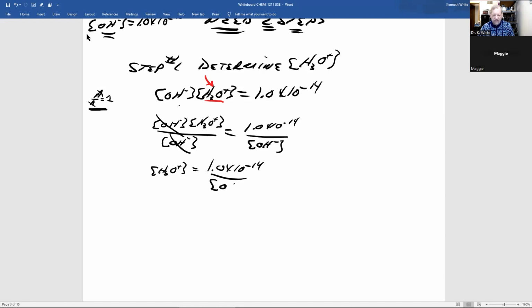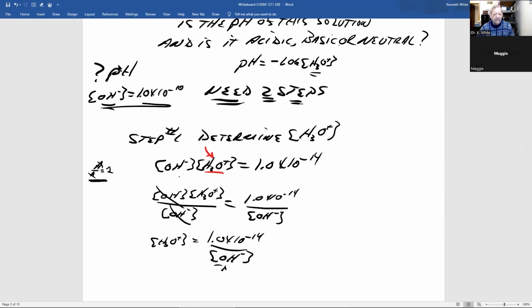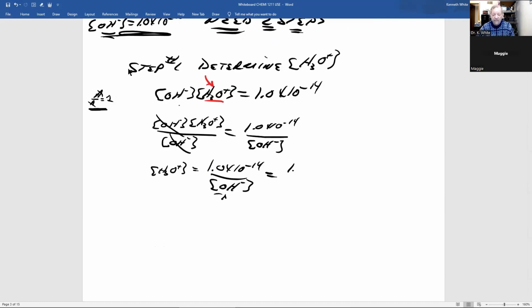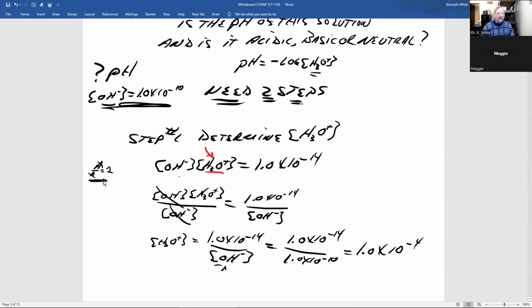We have this. I know this number from right here, so I'll put it in. What was it again? Minus 10. And this is 1.0 times 10 to the minus 4th. Am I done? No, I'm trying to find a pH.